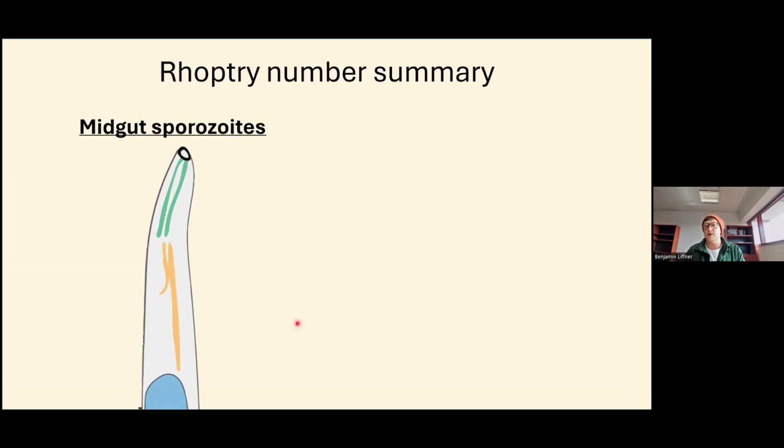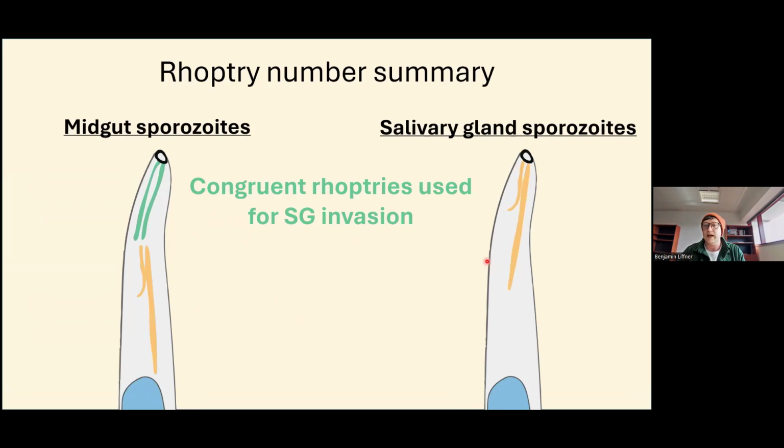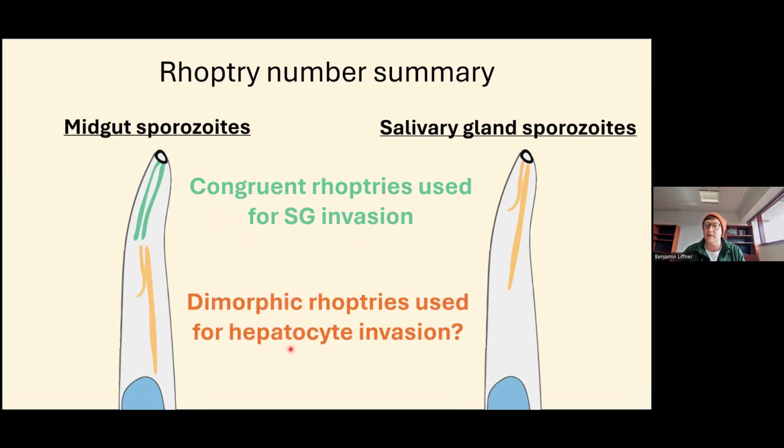So putting this together, we think that in midgut sporozoites, we typically have 2 pairs of rhoptries that are morphologically distinguishable, the congruent rhoptries and the dimorphic rhoptries. Upon salivary gland invasion, however, we're left with only the dimorphic rhoptries. And this leads us to think that the congruent rhoptries are likely used for salivary gland invasion, and by extension, it suggests that the dimorphic rhoptries are probably used for hepatocyte invasion.